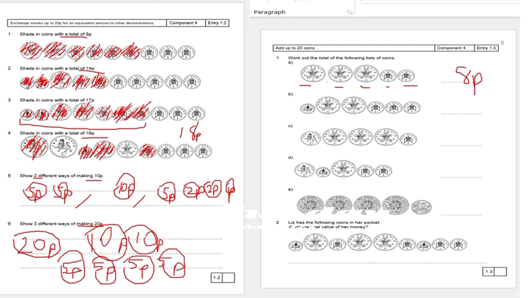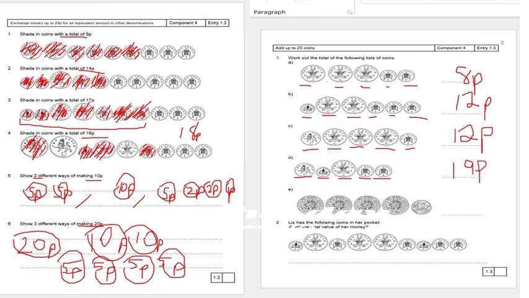Total means the sum of 5 pence, 7 pence, 9 pence, 10 pence, 11 pence, 12 pence. So that's going to be 12p. Next, 5 pence, 7 pence, 9 pence, 11 pence, 12 pence. For part D, you've got a 10 pence there, sorry if it's not very clear. 15 pence, 17, 18, 19.